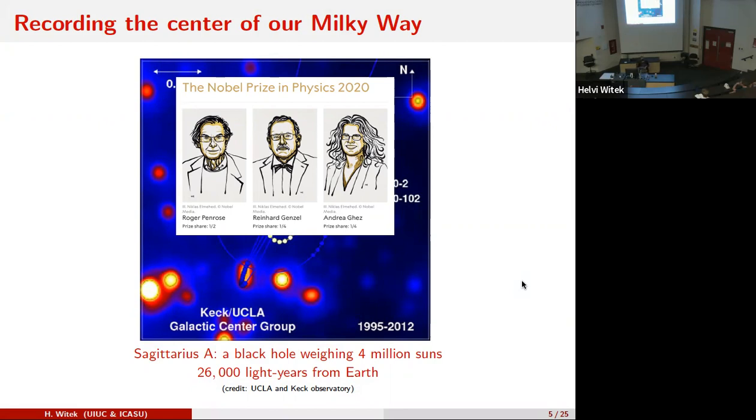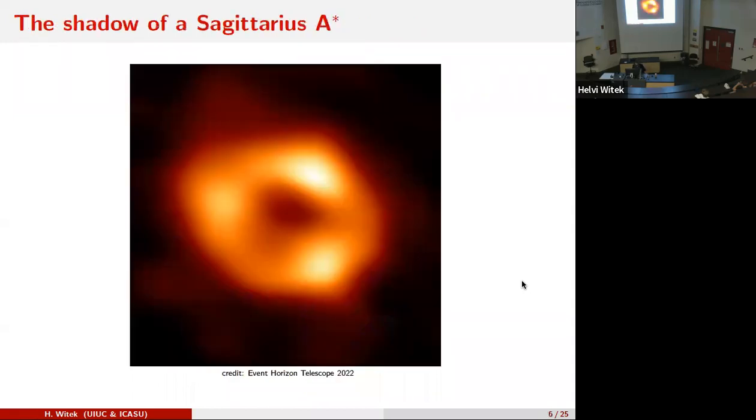Well, let's stay with the center of our galaxy and zoom in even more. What we get to see then is something like this. This is the shadow around Sagittarius A star, the shadow around the black hole at the center of our galaxy, measured by the Event Horizon Telescope, and the data was released earlier this year.